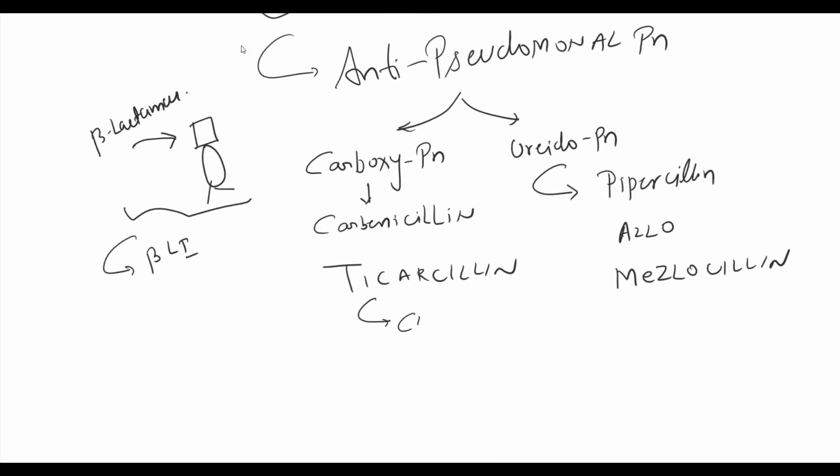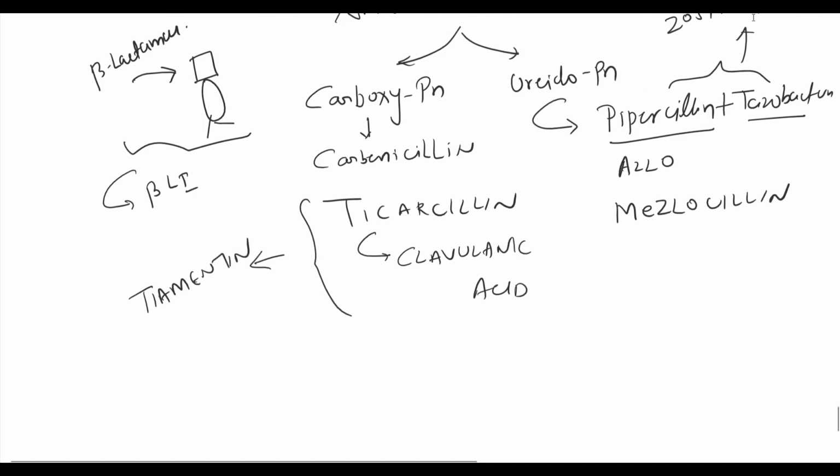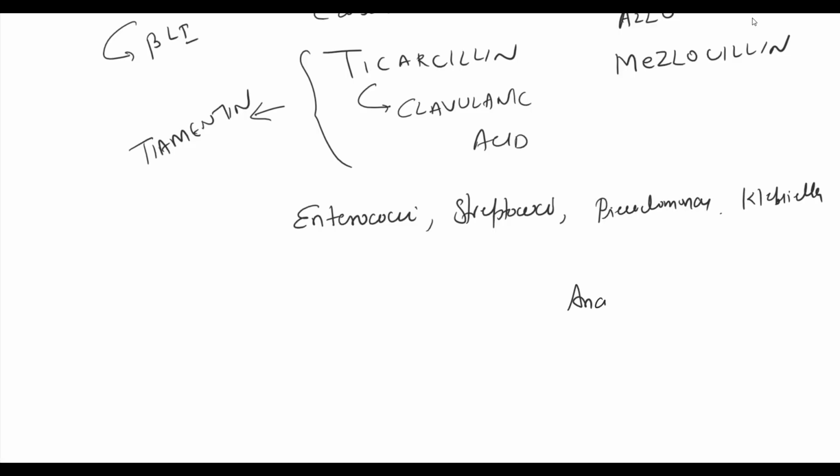Ticarcillin is given with clavulanic acid, and this combination is available as Timentin. Piperacillin is combined with tazobactam, and this combination is available as Zosyn or Piptaz. Along with enterococci and streptococci, these antibiotics cover Pseudomonas, Klebsiella, and anaerobes. For example, Bacteroides fragilis, Fusobacterium, and Prevotella species.